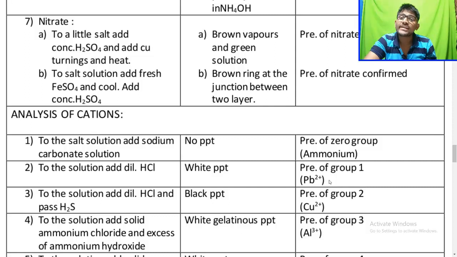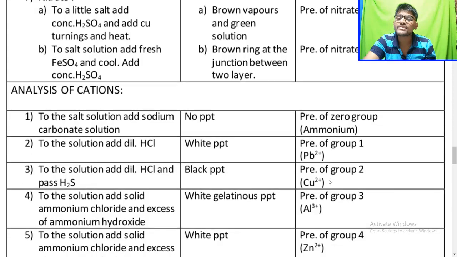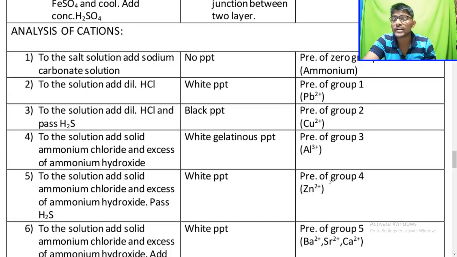And now analysis of cations. As I told you, analysis of cations is the most important part. And guys, remember one thing, you need to make a table of experiment, observation and inference. That will fetch you 1 mark. If you don't make it correctly, then you will lose some marks.